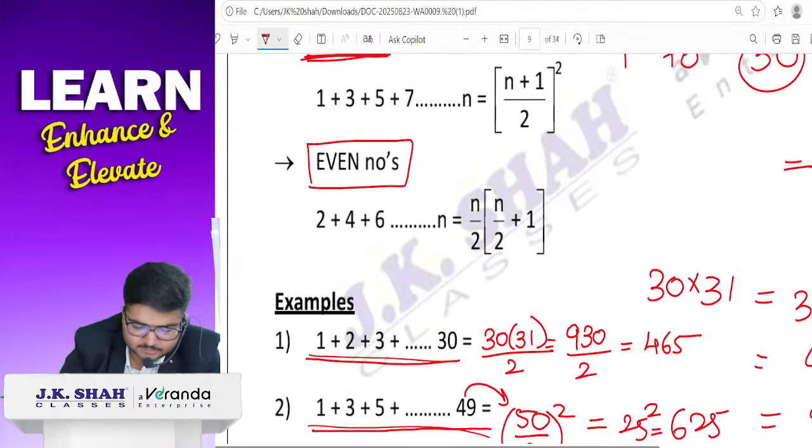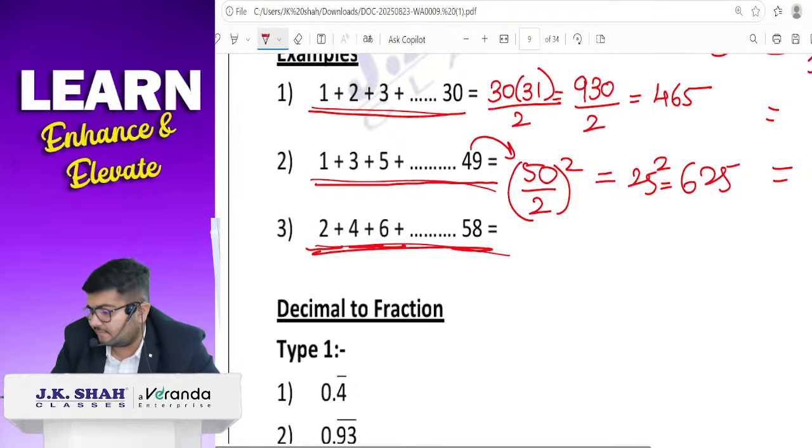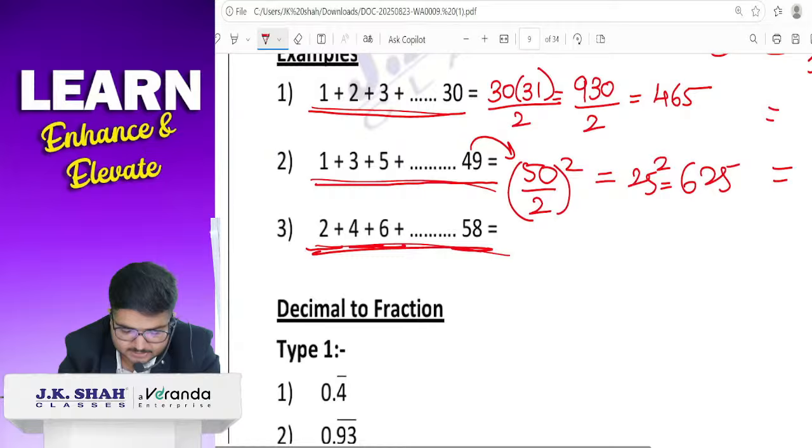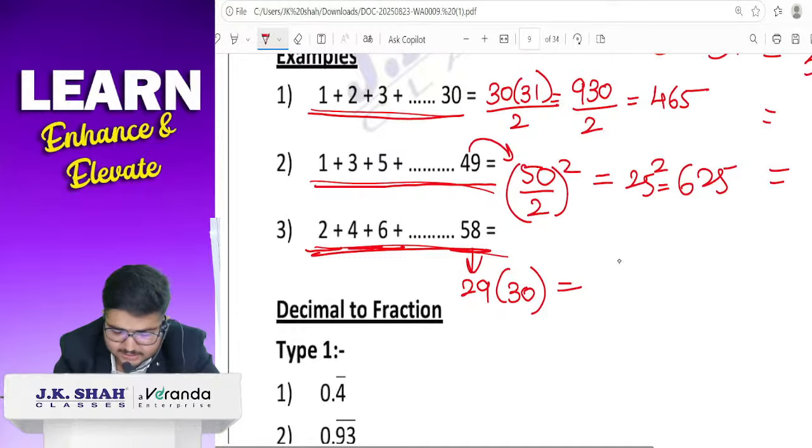Let us solve the question of book. 2 plus 4 plus 6. Now immediately you should remember that this is the sum of even numbers. The answer of this, you have to take half of it, na? So half of this is 29, you have to multiply it with the next number. What is 29 into 30?